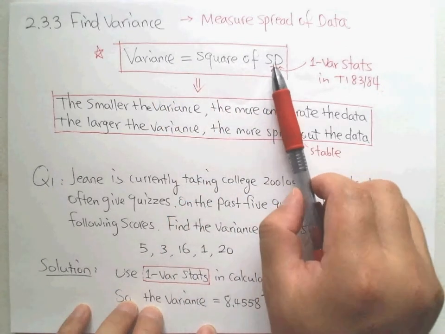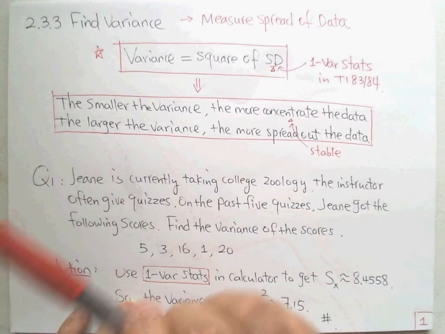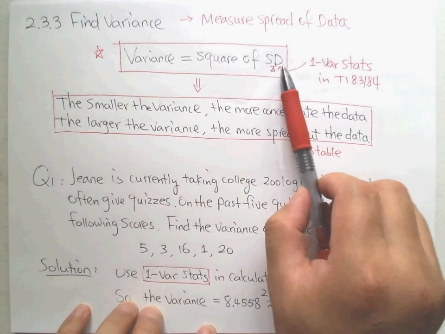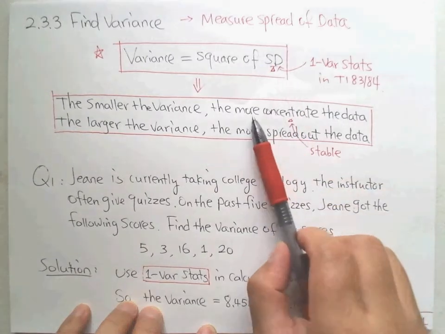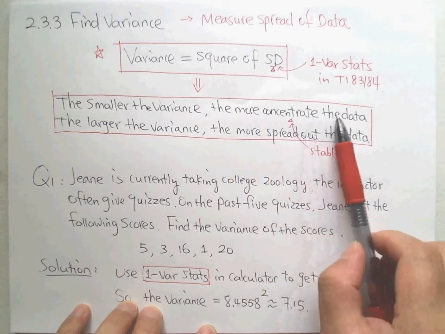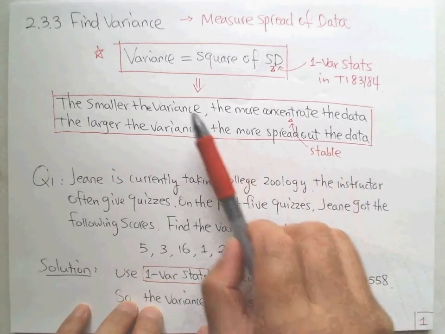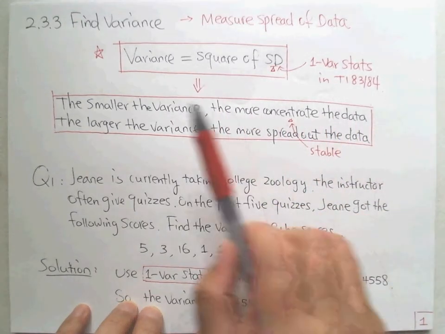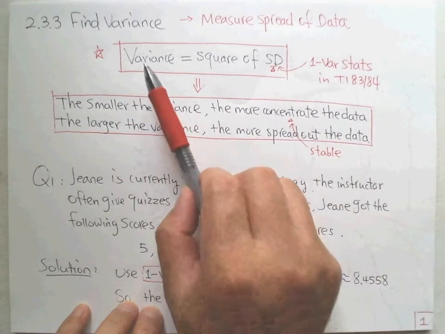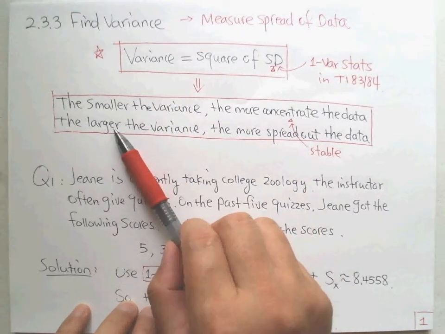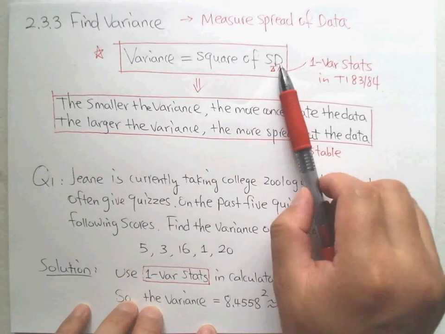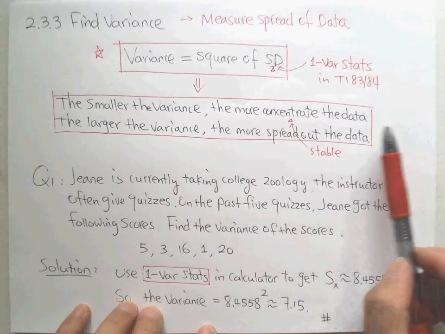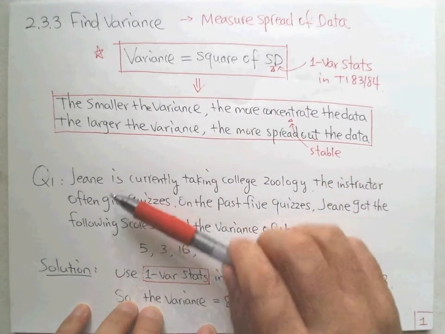So we have these results. If the variance is small, which means the standard deviation is small, which means the data is more concentrated. Concentrated means stable, the data is very stable, very constant. However, if the variance is larger, which means the standard deviation is larger, it means the data is more spread out. Okay, and then we have one example to show.